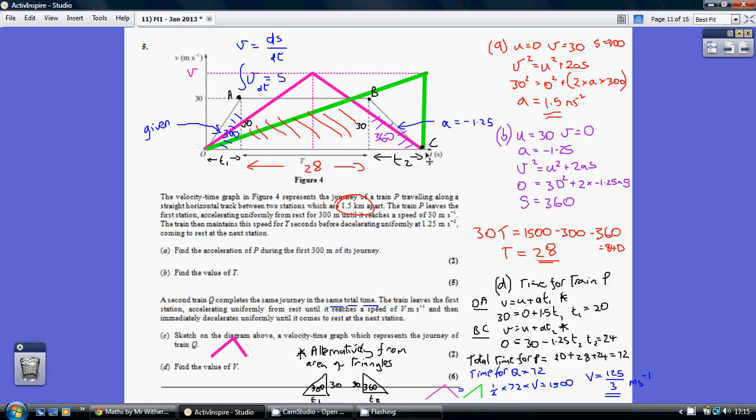So that is the base of the green triangle. We know the height, we need to work out the height, that's v, that's what we're trying to do. We know the area is 1,500, so half times 72 times v is 1,500, so v is 125 over 3.